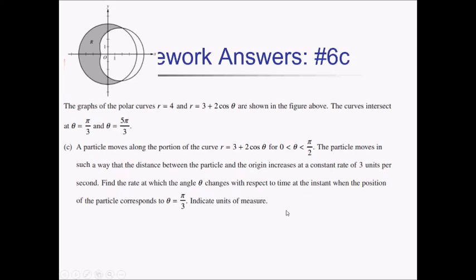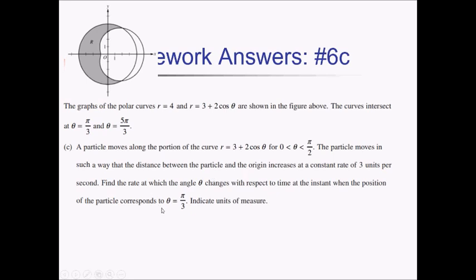On this last problem part, we have a particle moving along the 3 plus 2 cosine of theta curve between 0 and pi over 2. So it's moving between, let's say, this spot right here, in the first quadrant. It's moving in such a way that the distance between the particle and the origin increases at a constant rate of 3 units per second. They want the rate at which our angle is changing with respect to time when the position is pi over 3.